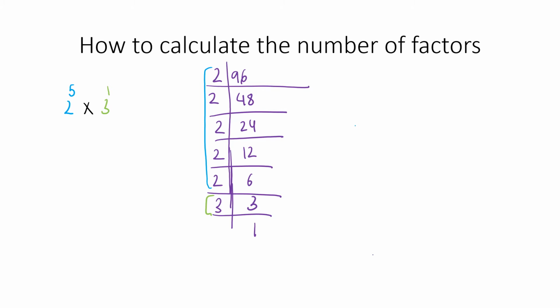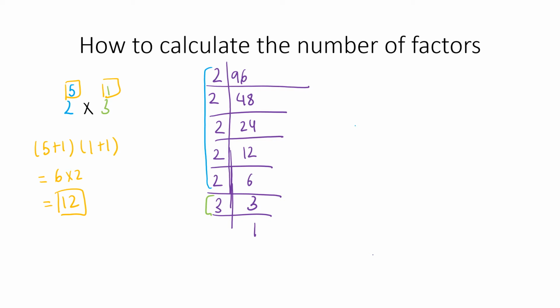Now, why we're writing this in power form is we're going to use these powers to find out the number of factors of 96. So we're going to take 5 and 1. We're going to do 5 plus 1 times 1 plus 1, which equals 6 times 2, which is just 12. And that's our answer. According to this shortcut method, 96 has 12 factors.